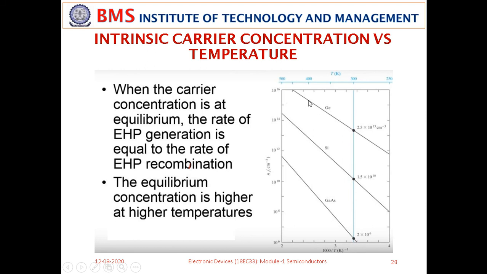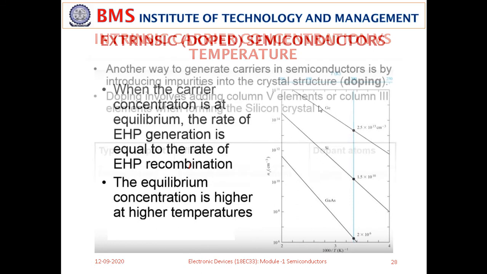As you can see for germanium, at higher temperature Ni keeps increasing, and the same thing with silicon also. At 500 Kelvin you can see the value is very large, and for gallium arsenide you can see that it's very large. As temperature keeps decreasing, Ni keeps decreasing. Okay, the explanation is given here. Equilibrium concentration is higher at higher temperatures. That means Ni increases with the increase in temperature. Okay, so that's about the intrinsic carrier concentration.